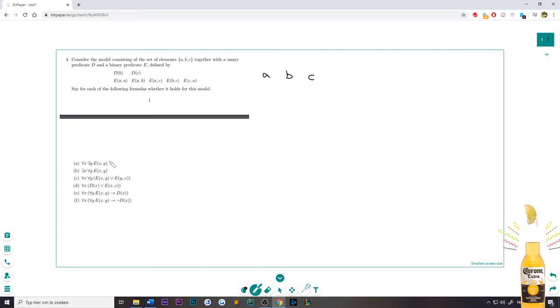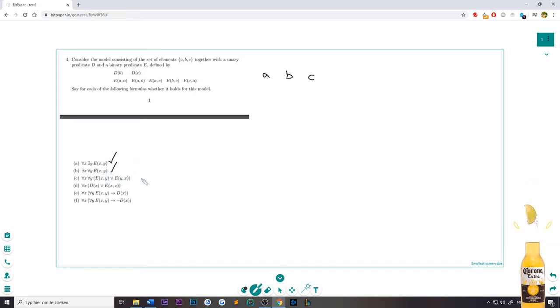Actually, like this. Okay. So the second one also holds because this is saying that there exists an x for which all y work. And well, you can see that for A, all y work, right? We have AA, AB, and AC. So there's an x for which we can relate all y's. That's basically what this is saying. So therefore this also holds.